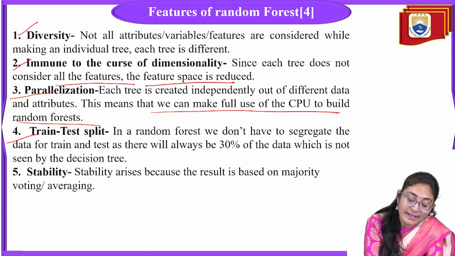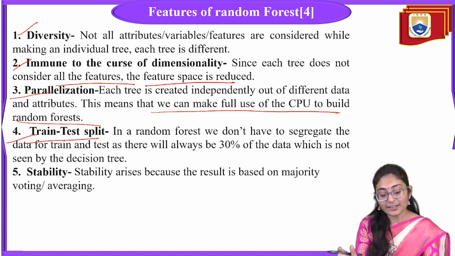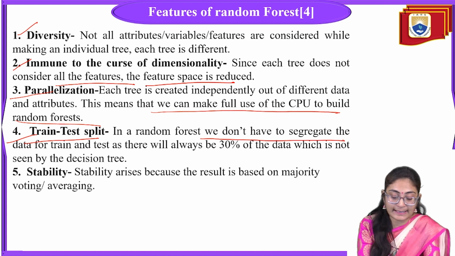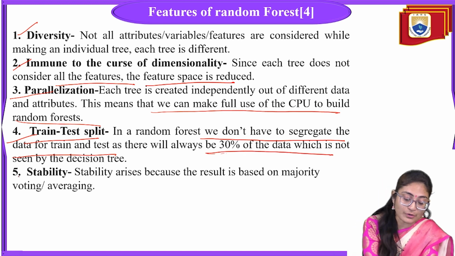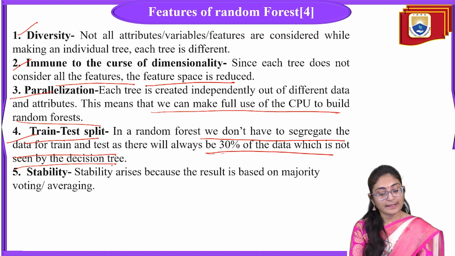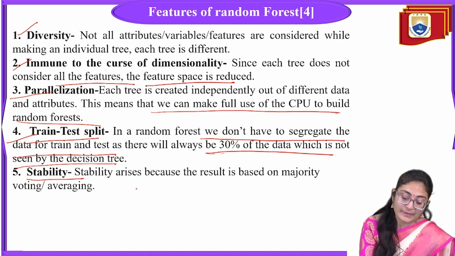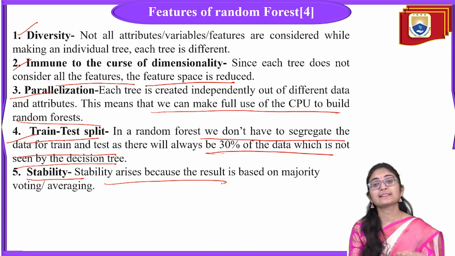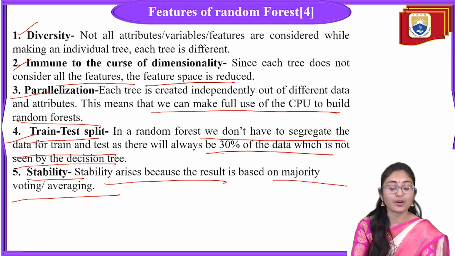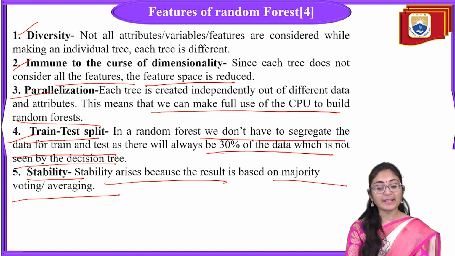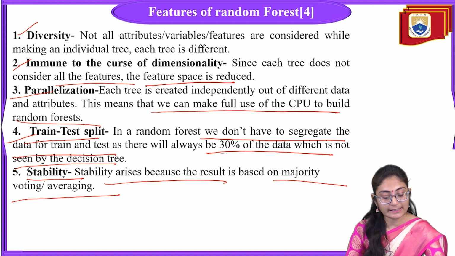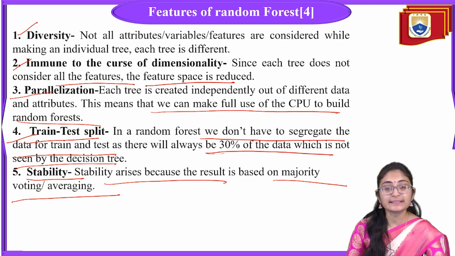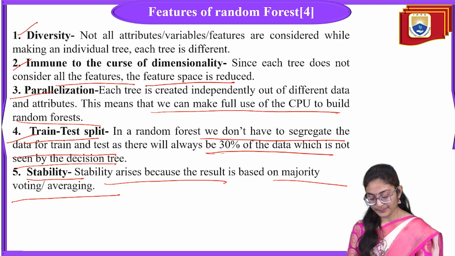Then fourth one is train test split. In random forest, we don't have to segregate the data for train and test, as there will always be 30% of data which is not seen by the decision tree. Then stability. Stability arises because the result is based on majority voting or averaging. That means there are 5 main features: diversity, immune to the curse of dimensionality, parallelization, train test split, and stability.